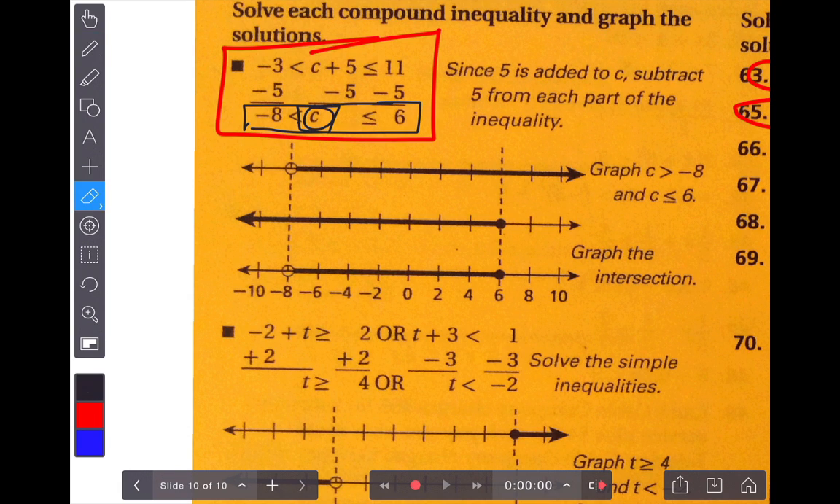Now, I told you that you're going to look at that as one solution, and you're going to come down here, you're going to put your negative 8. You're going to come down here, you're going to put your 6. And it's an and statement, basically. It's a compound statement, so you're going to connect them in the middle.